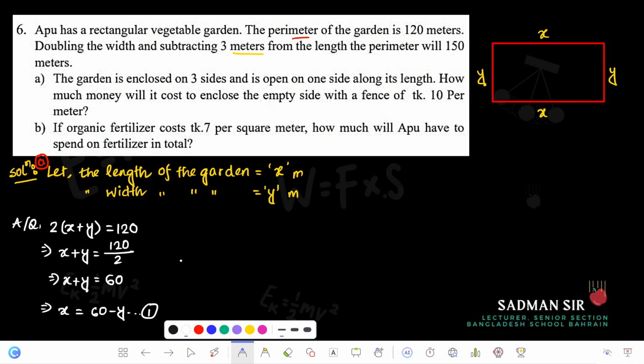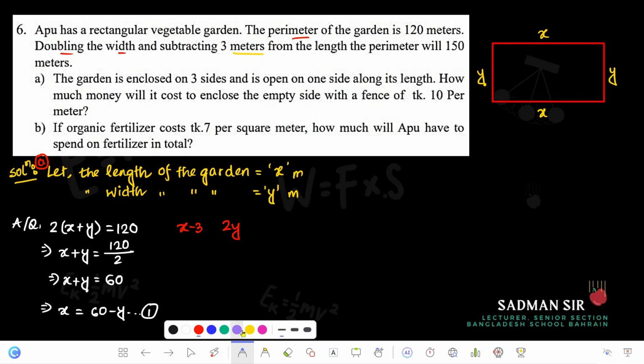Okay. Now the additional information given in the question is doubling the width. Width is already y; if I double it, then it will be 2y. So let us say the width is 2y now, and subtracting 3 meters from the length. We have the length as x; if I subtract 3 meters from it, it will become x minus 3. The perimeter will be 150 meters. So if I make these changes, this is the width, this is the length, and now our perimeter will be 150.